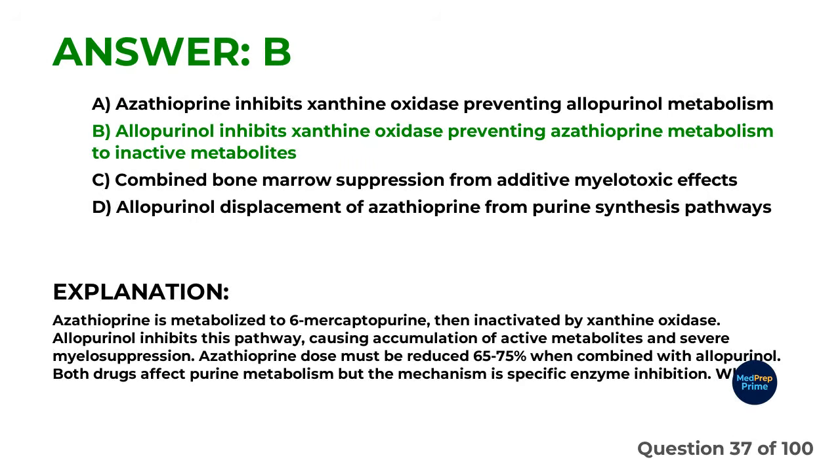Correct answer B. Azathioprine is metabolized to 6-mercaptopurine, then inactivated by xanthine oxidase. Allopurinol inhibits this pathway, causing accumulation of active metabolites and severe myelosuppression. Azathioprine dose must be reduced 65 to 75% when combined with allopurinol. Both drugs affect purine metabolism, but the mechanism is specific enzyme inhibition. While both can cause myelosuppression, the DDI magnifies toxicity through pharmacokinetic interaction.